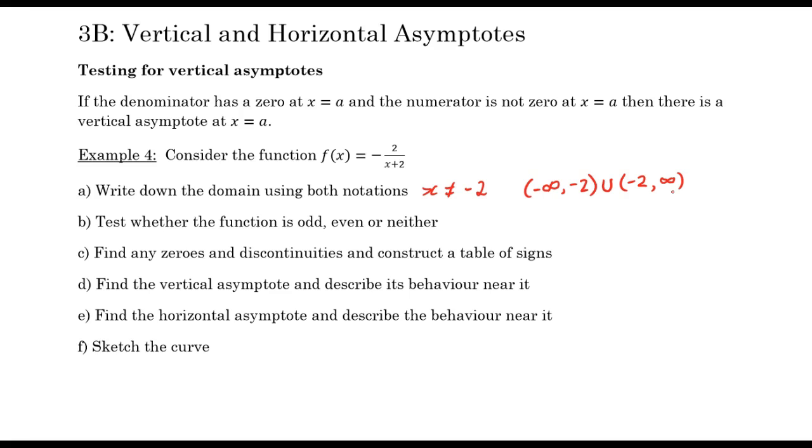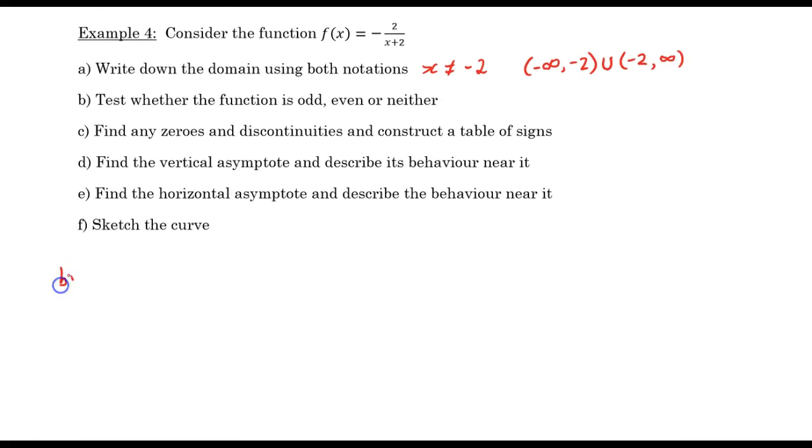Now, odd, even, or neither. To do this, I'm going to need a bit more room, I'm going to have to skip down to the bottom here, b. Consider the function of negative x, and I get negative 2 over negative x plus 2, and that is neither my original function, nor is it the original function multiplied by negative 1. It's not the negative of the original function. So that's neither odd nor even.